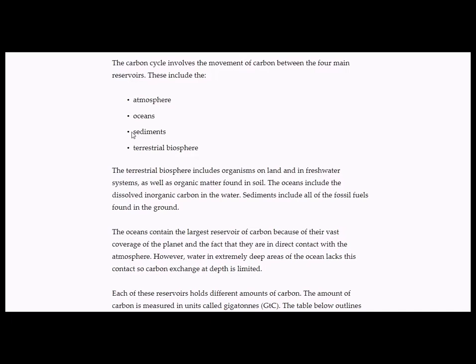Coal, that's a rock. Those hold carbon as well. Charcoal, anthracite, things like that. Those hold carbon, so carbon can be stored in rocks. And then the terrestrial biosphere, which is the plants, the animals, all of the life. Those are holding carbon as well.